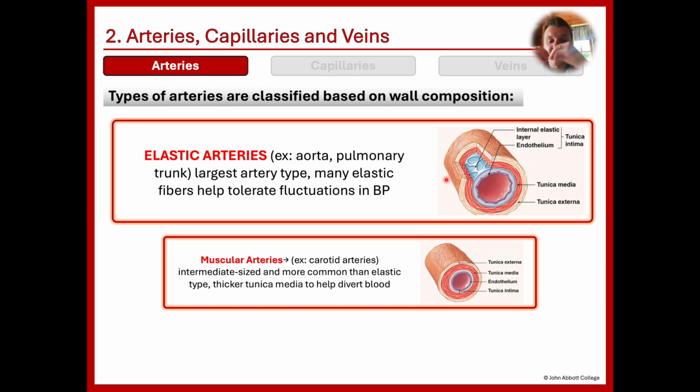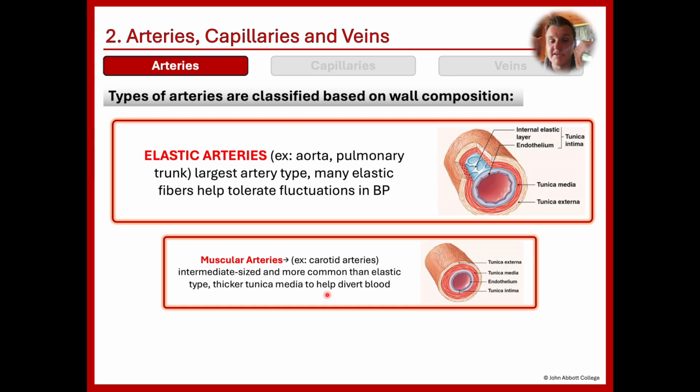Then the smaller arteries are called muscular arteries. This is like maybe the carotid artery over here, right? This is an intermediate sized and kind of middle sized artery, and more common than the elastic type, because the elastic type is really just the big one that's coming off of the heart, right? And they have a very thick tunica media to help divert blood flow.